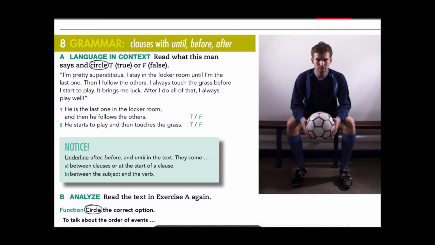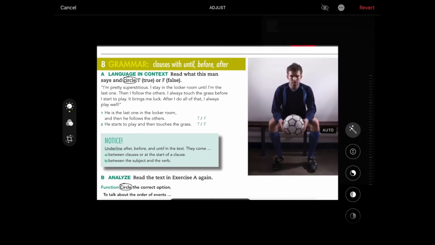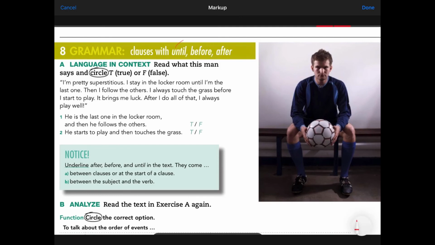Okay, this is the next activity. It's on page 44. And it's grammar. You know that I really like grammar. Clauses with until, before, and after. We have already talked about this. What is until, what is before, and what is after. Okay. So let's see this small text. It says language in context. Read what this man says and circle true or false. Okay, you just have to circle.